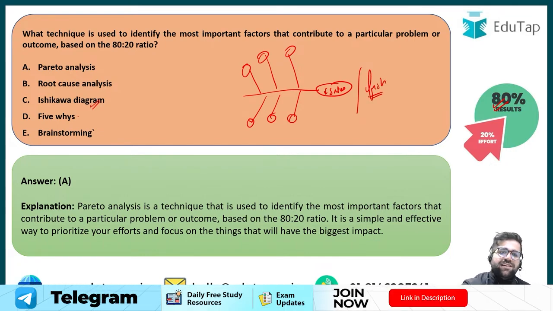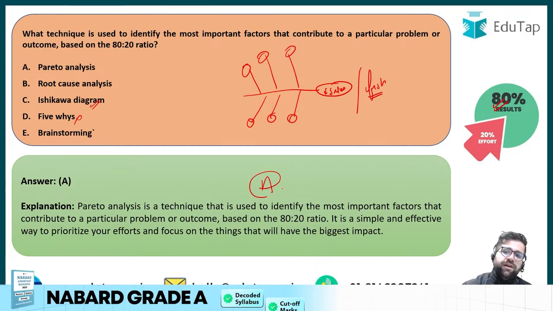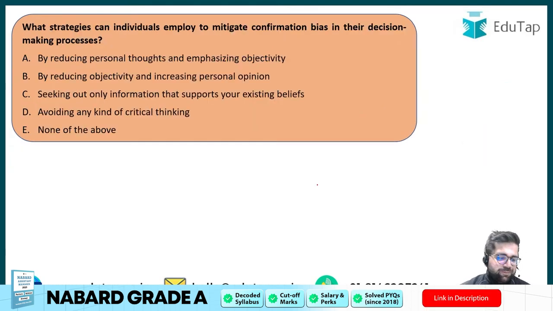Brainstorming, five whys don't mean anything. Brainstorming means that people from different backgrounds come and share their views and ideas on one particular topic. So over here the correct answer will be option A, which is Pareto analysis. Now let's move to question number 2.